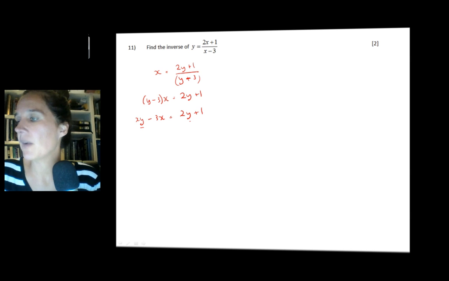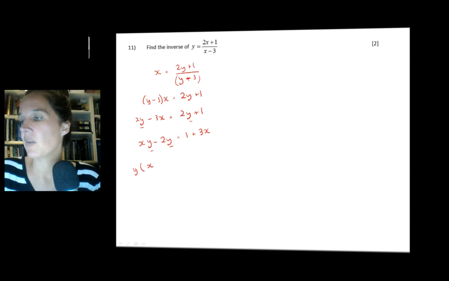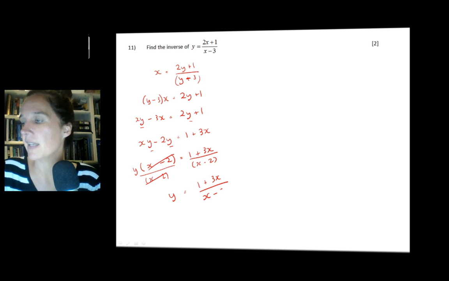So now we want to group our y terms together and our non-y terms together. So we've got xy minus 2y on one side. On our other side, we've got this 1, and we're moving this 3x over, so this becomes plus 3x. So both of these are our y terms. We take y out the front. We end up with y times (x minus 2) is equal to 1 plus 3x. So now we divide both sides by this x minus 2. So here we're left with y is equal to (1 plus 3x) divided by (x minus 2).